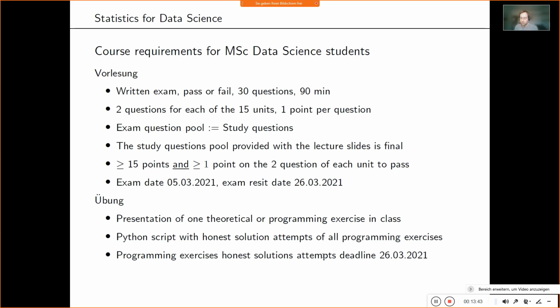So this is also with regard to the exam. Although I recommended books and so on, the content that I will test in the exam is based on what we do in the lecture. And the final study questions pool is the one that is provided with the lecture slides.